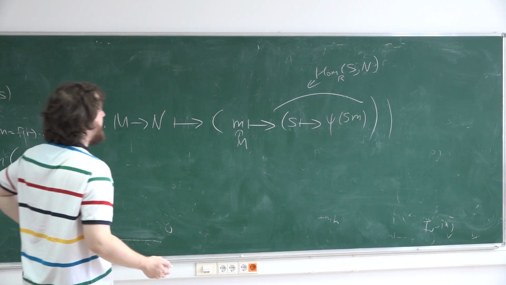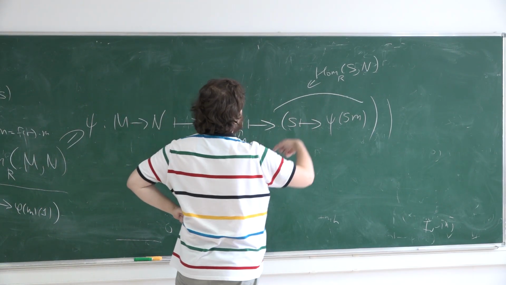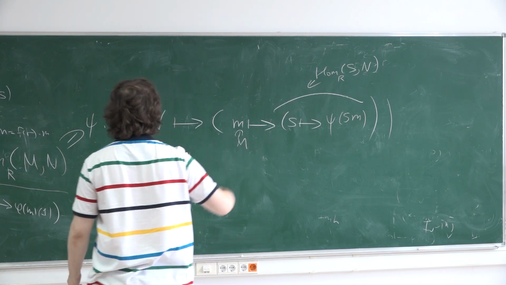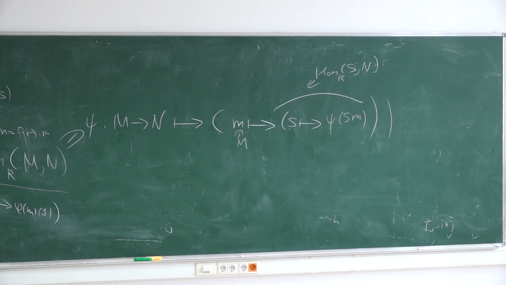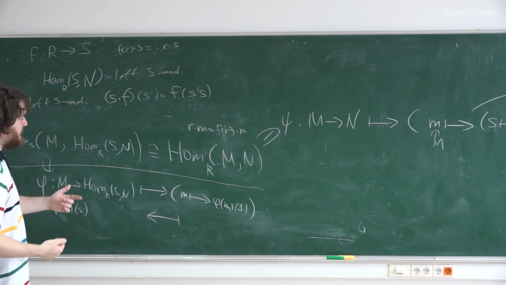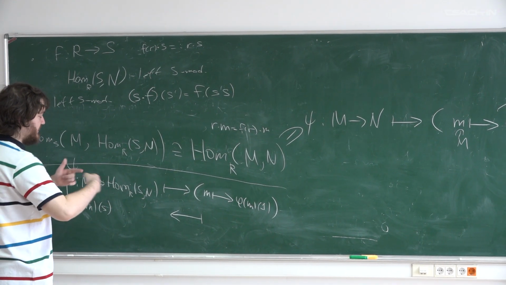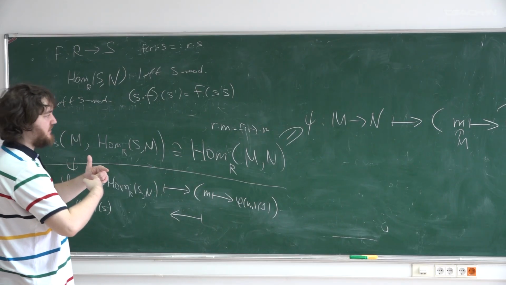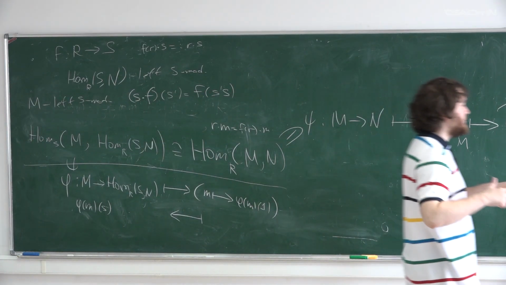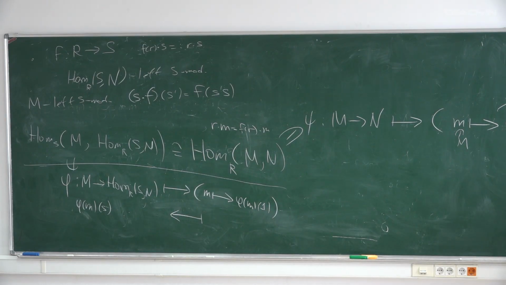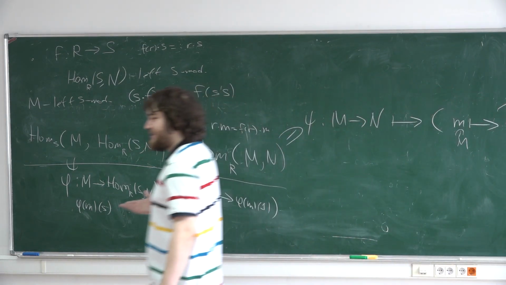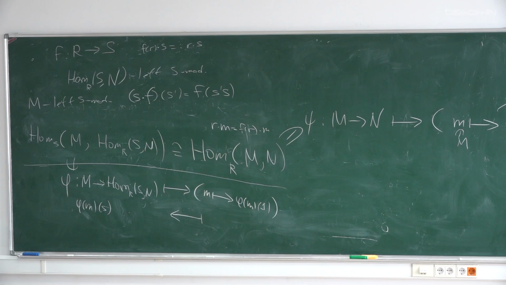And again, you can check that this is an R module map, and this is in fact an S module map. So this is from this, and this is the inverse map. And also you can check that this is the composition identities. These maps are inverse to each other. Okay, these are very explicit formulas. You can check all that I claimed.